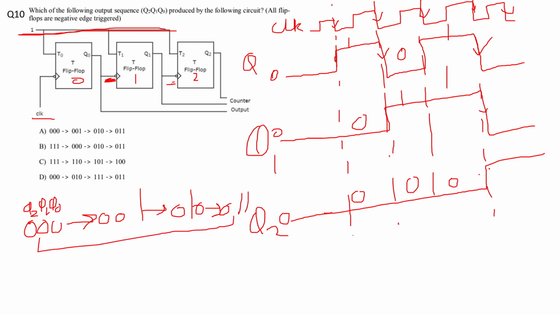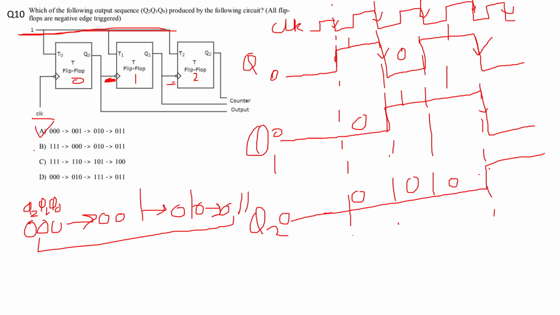So the sequence that I'm following: 0 0 0, 0 0 1, 0 1 0, and 0 1 1. So option A is the correct answer. You guys can also check it if initially there were 1 1 1, and you can find out the sequence, but I have done it.